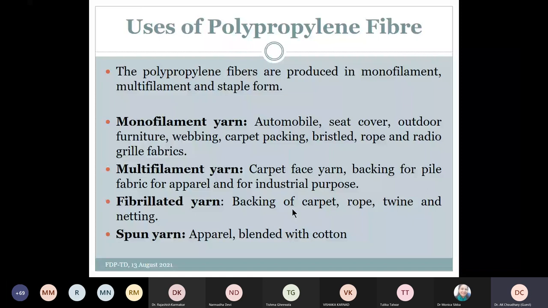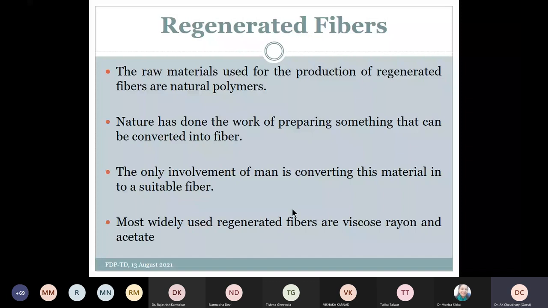Regenerated fibers. Regenerated fiber means regeneration, meaning a natural source of raw material, either spruce trees or wood pulp. So viscose rayon fiber, acetate fiber, all these are prepared and manufactured from natural sources like trees and wood pulp. And so that's why I call this regenerated fiber.